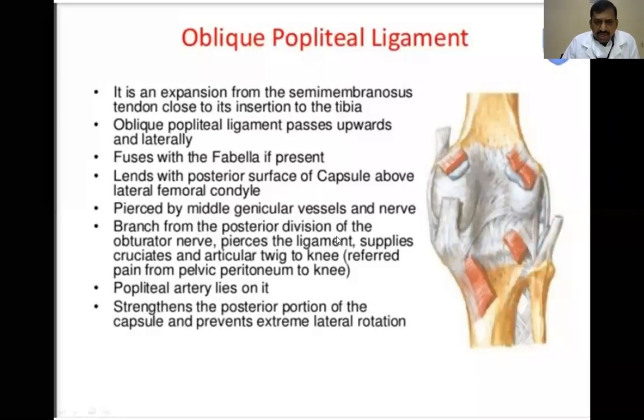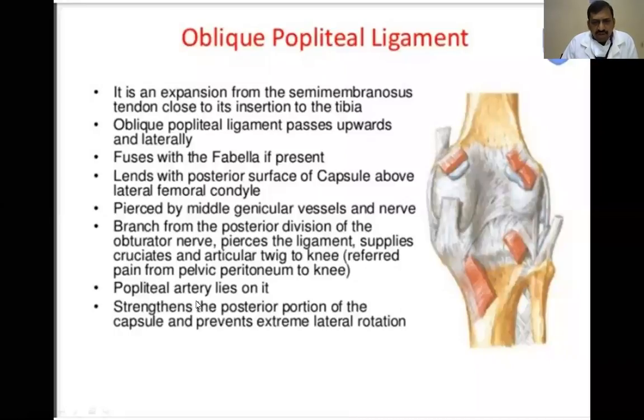The branch from the posterior division of the obturator nerve pierces the ligament and supplies the cruciate ligaments of the knee joint, and pain from the pelvic peritoneum. Okay, I already discussed this. If there is pain in the pelvis, there may be chances of referred pain in the knee joint, because it is supplied by the obturator nerve branches. That is why obturator nerve pathology may lead to referred pain in the knee joint. That is an important clinical point.